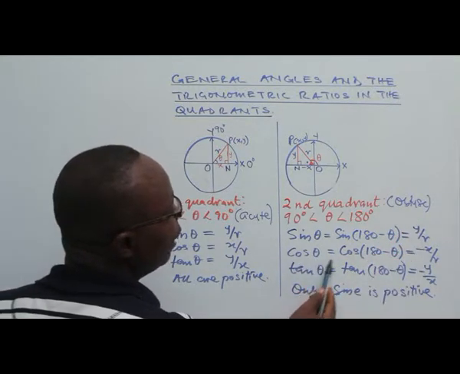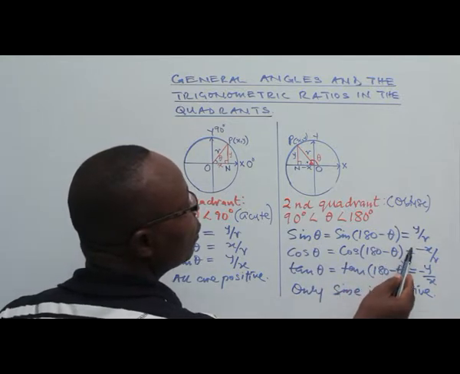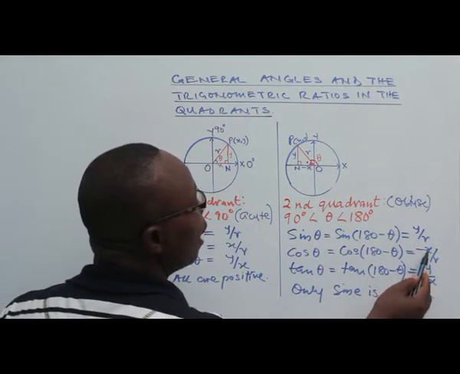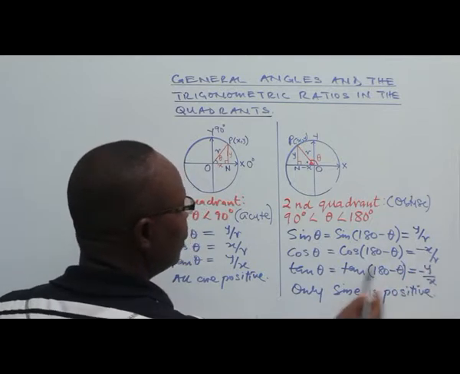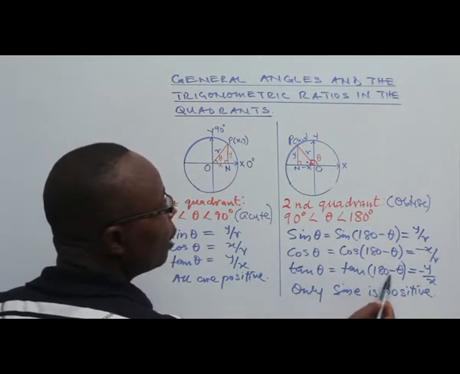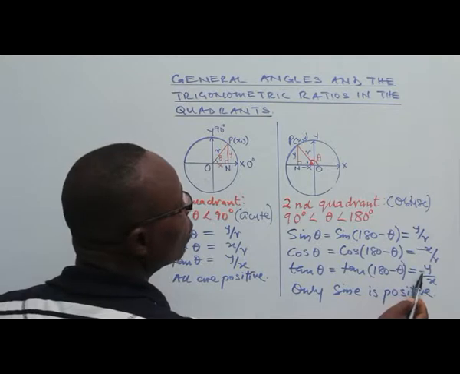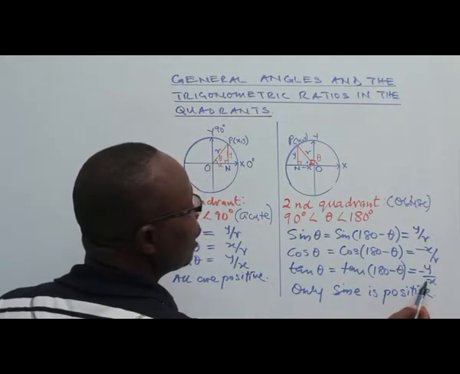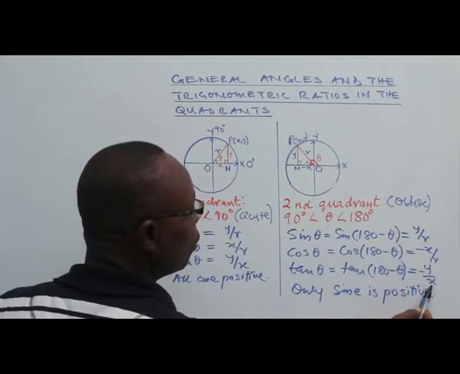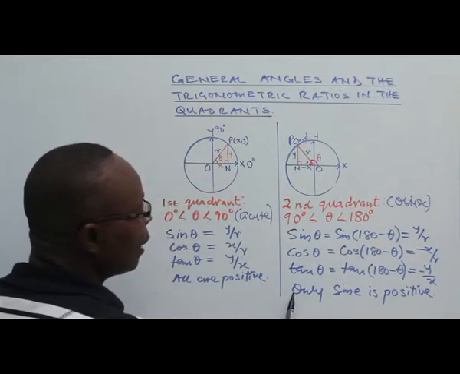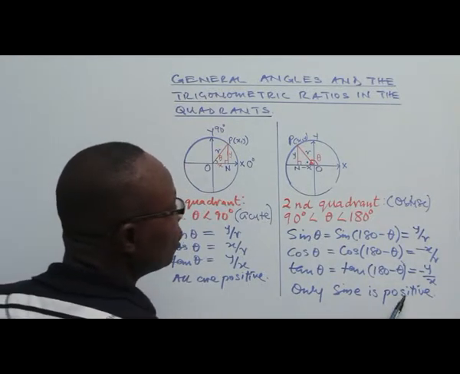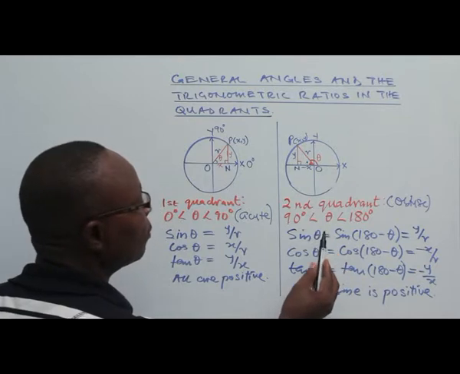Similarly, cos theta is cos of 180 minus theta, which is defined as minus x all over r. And then tan theta is tan of 180 minus theta, which is equal to y all over minus x, which is written as minus y all over x. You now discover that only sine is positive in this second quadrant.